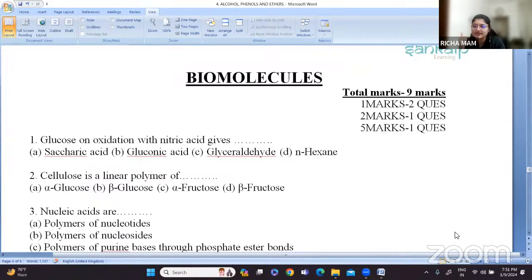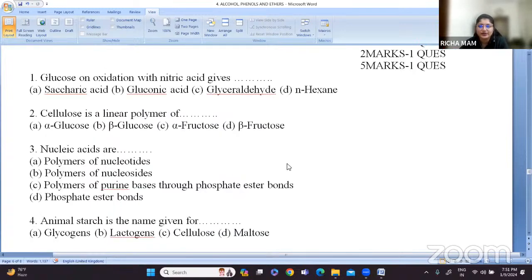Yes, nitrogenous base, pentose sugar, and phosphoric acid. Good. Yes, Priyanka has answered it right. Vedvati has also answered it right. So a pentose sugar, a phosphoric acid, and a nitrogenous base. Good. Fine.